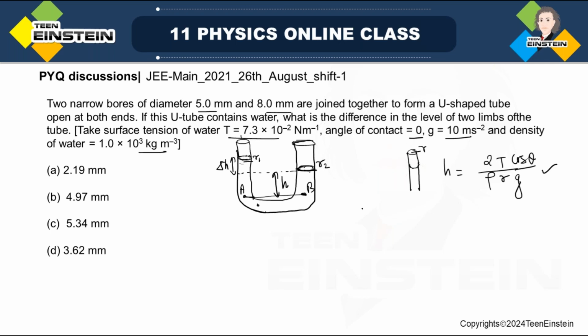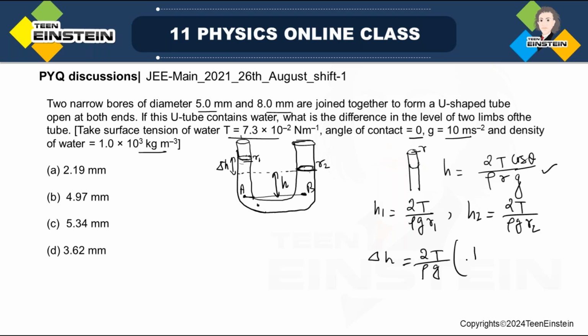So look here, h1 is equal to 2T cos theta divided by rho g r1, where theta is the angle of contact, so theta is 0 over here. I can write h1 as 2T divided by rho g r1. Similarly, I can write h2 is equal to 2T divided by rho g r2. Now I can get the difference, delta h, from here. See, 2T by rho g is common.